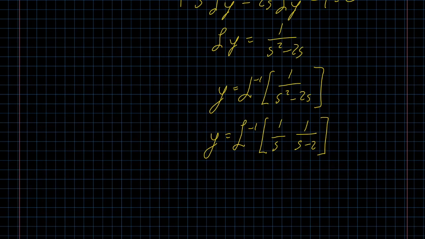And each of these are Laplace transforms we recognize. The Laplace transform of 1 over s is 1. The Laplace transform of 1 over s minus 2 is e to the 2t. And so if we perform the convolution, 1 convolved with e to the 2t, that should give us our solution.